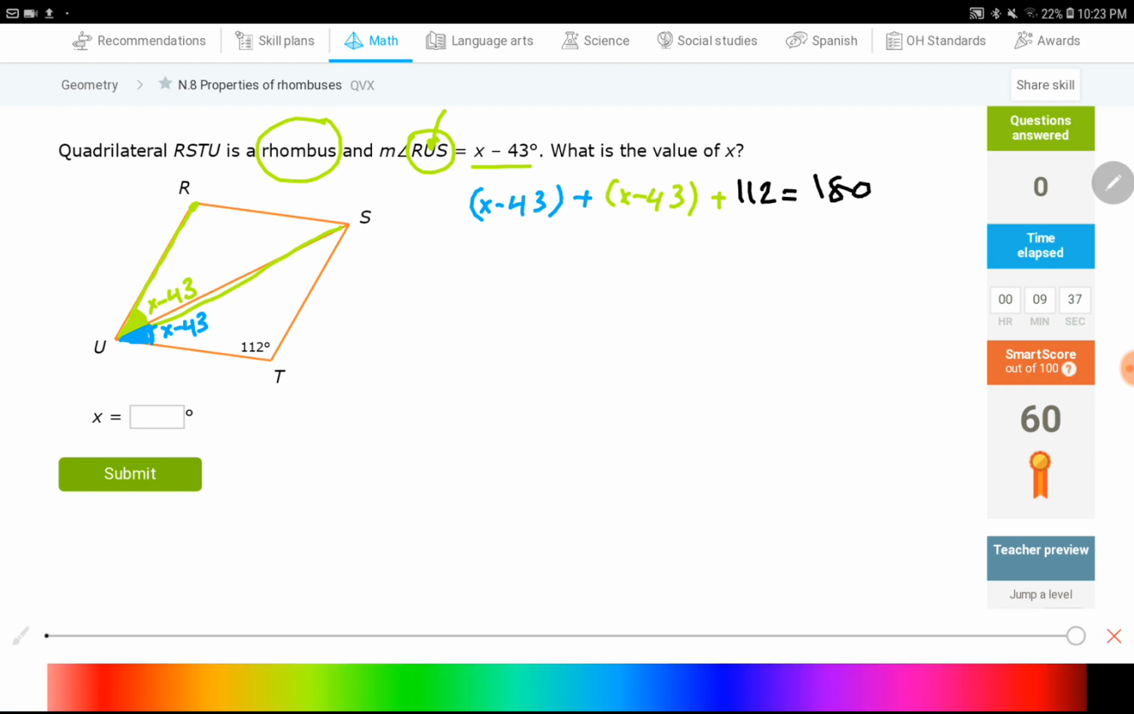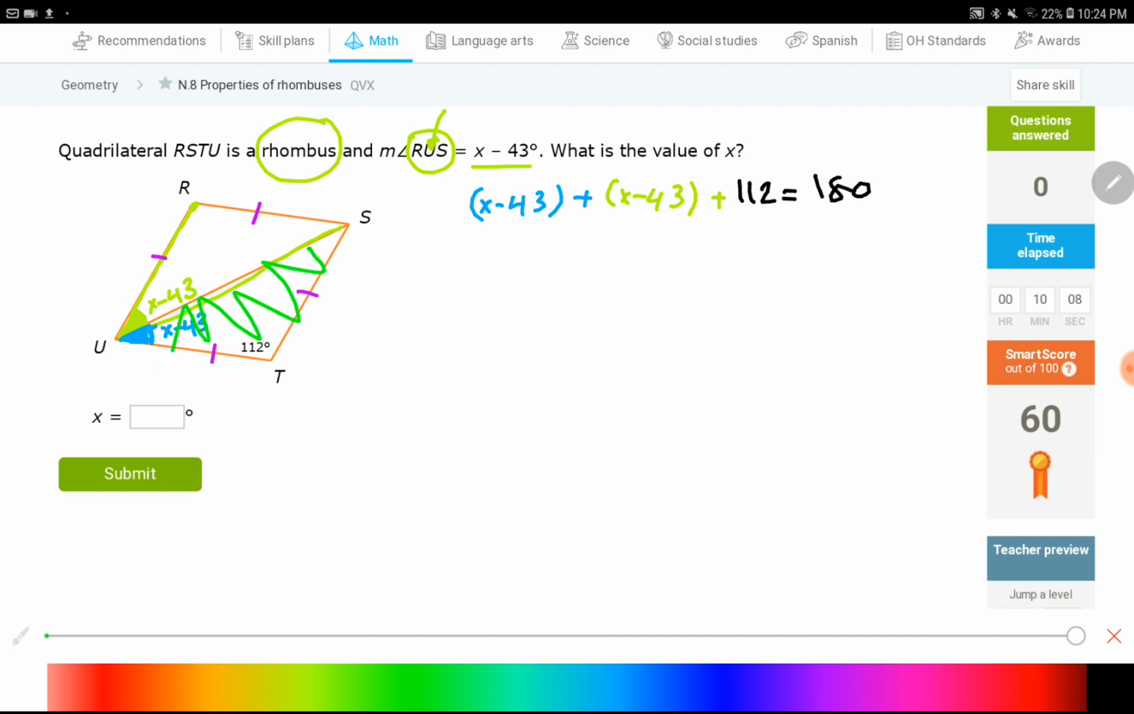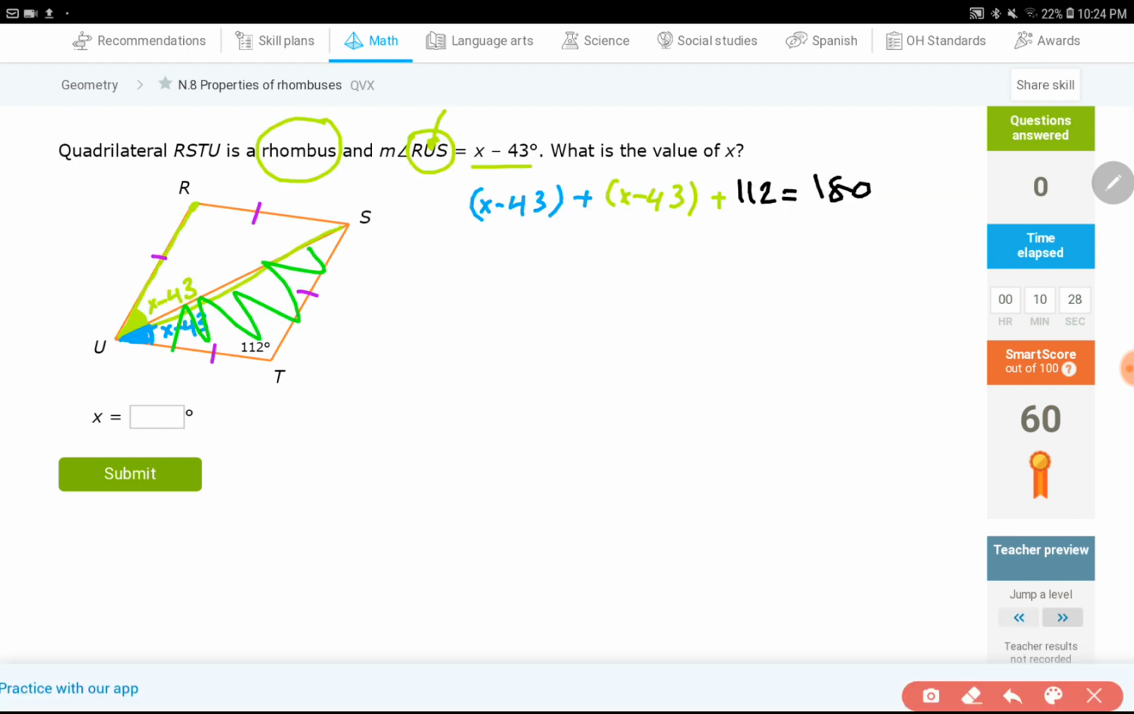Okay. The method that I want to use is, in this triangle, SUT or STU right here, I'm talking about that triangle, two sides are going to be equal because all of the sides are equal in a rhombus. If you just focus on this triangle in the lower part, two sides are equal. So that's an isosceles triangle, which means two angles should be the same. 112 is the only angle, the other two will be equal: X minus 43 and X minus 43. So this right here would be X minus 43.